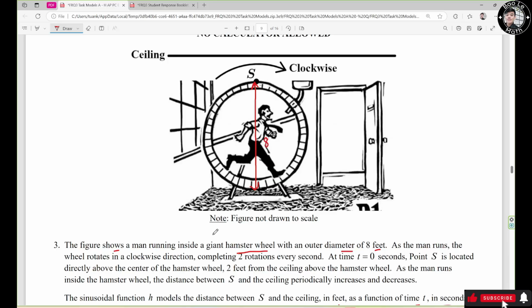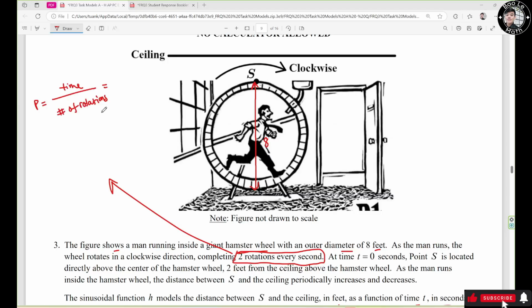As the man runs, the wheel rotates in a clockwise direction, completing 2 rotations every second, right? So you know that the period equals time divided by number of rotations. So it's going to be 1 second divided by 2 rotations, so it could be 1/2 seconds.